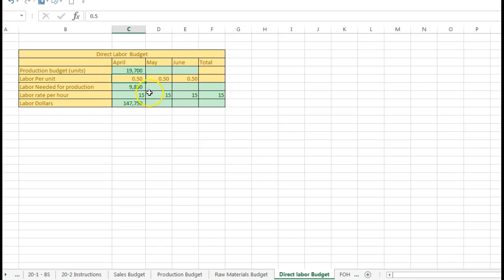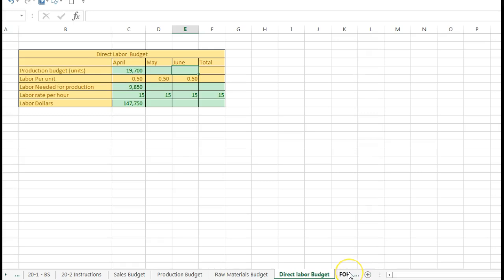And we are going to use a labor rate of $15. So our direct labor budget is $147,750 at this point for April. You're going to do the same thing for May. How many units are they producing? Multiply it out, and you're going to complete this budget.